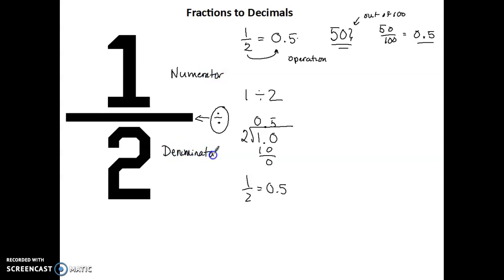And if you ever get confused or don't remember, think about 1/2. Try it on your calculator. You're going to plug in 1 divided by the 2, the top divided by the bottom, and you should see that you get on your calculator 0.5. So you can try that for any fraction, and you can know you're doing it right when you try 1/2. All right, so that's fractions to decimals.